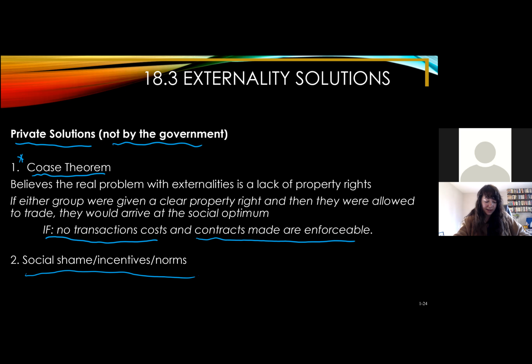And so I would argue that this is a lot of what the hashtag One Colby campaign has been about. Wearing a mask is an activity that has an external benefit for other people. And so if you can reward people who are following that or shame people that aren't, you can move to the socially optimal amount of mask wearing.